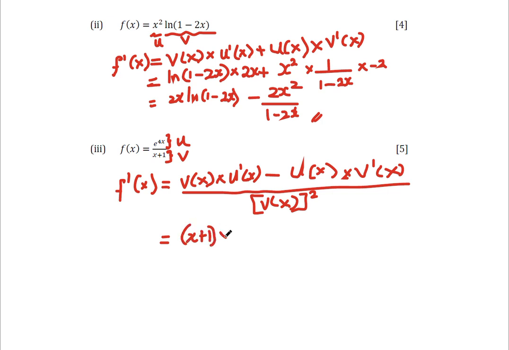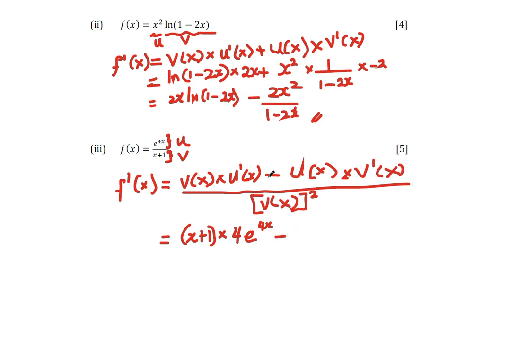And u prime of x would be the derivative of what we assigned as u. We assigned e to the 4x as u. So when you differentiate an exponential function like this, e to the kx, where k is a constant, the answer is ke to the kx. So therefore, when we differentiate e to the 4x, we would get 4e to the 4x. Yes? So that's u prime x.